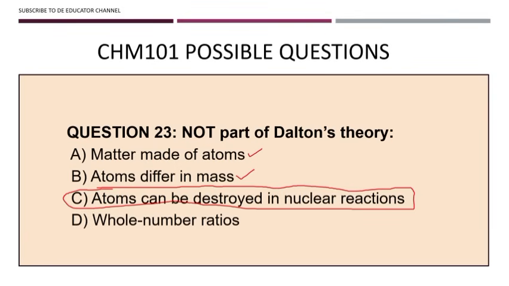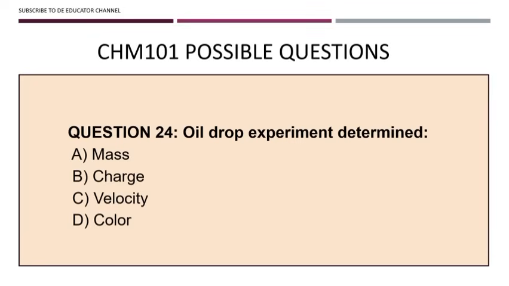Okay, so he said atom cannot be destroyed, not can be destroyed. So this is not part of Dalton. 24, oil drop experiment determines the charge. Oil drop experiment determines the charge, and the scientist that conducted oil drop experiment is known as Millikan. His name is Millikan. He was the one that conducted the oil drop experiment.